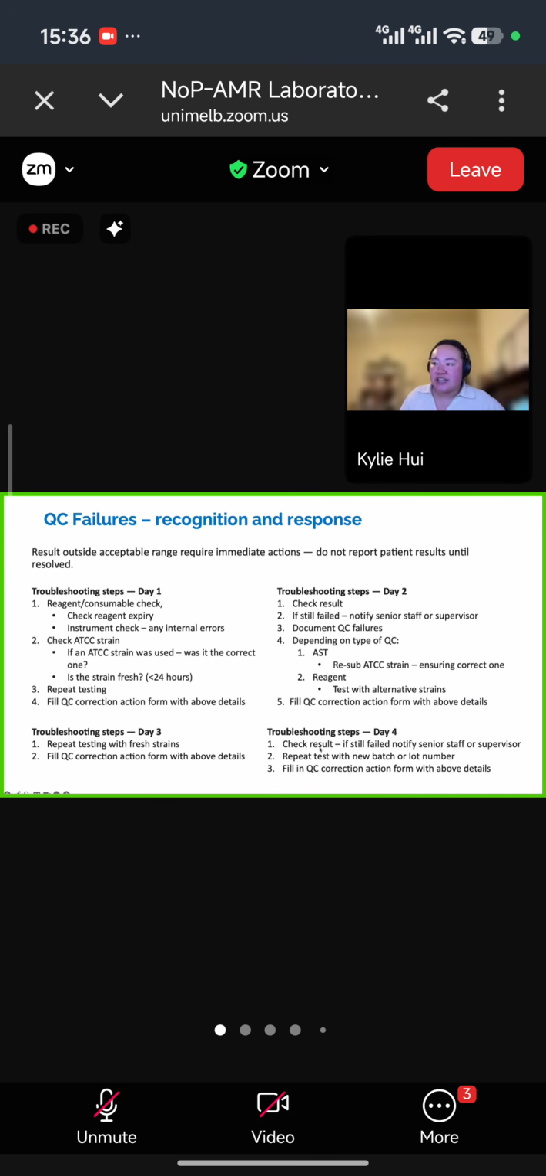Okay, so at day 4, we want to check our results. If it's still no good, we tell someone. We then will repeat the test with a new batch or new lot number. So if this was an amikacin disc, it's maybe halfway through the vial. We will then open a new vial of your amikacin discs and try this. So the first one is to open just a new one from the same batch. If that doesn't work, so if that still fails QC, then we will then do a new batch or lot number.